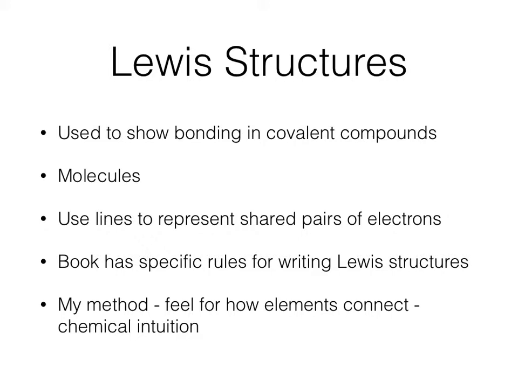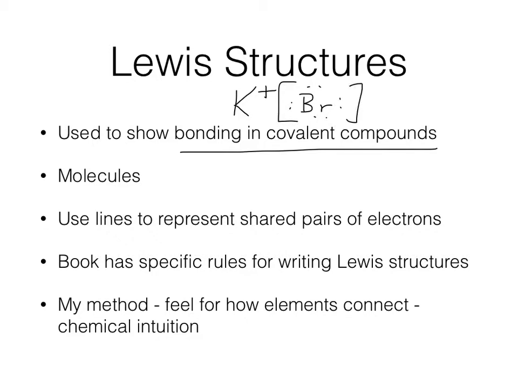So Lewis structures we use to show covalent bonding, okay? Only covalent. Ionic bonding we don't really deal with in Lewis structures. For example, an ionic bond would be something like potassium bromide. It would be shown like that, okay? Not really a Lewis structure, it's more like just Lewis dots, okay? So we're going to be dealing with molecules. Lines represent pairs of shared electrons.